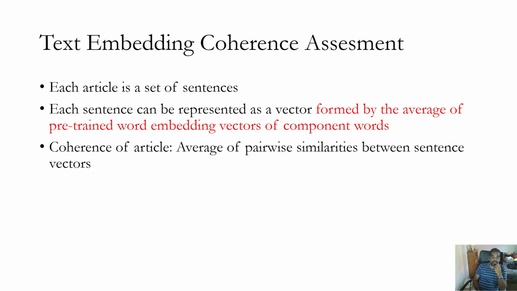So the text embedding coherence assessment involves a simple three-part framework. You consider each article as a set of sentences, and each sentence can be represented as a vector, which is formed by the average of the pre-trained word embedding vectors of component words. So you take each of these words, look up their pre-trained word embeddings. We use word2vec pre-trained embeddings, and then take the average to form a sentence-level vector. And the coherence of the article is simply the average of the pairwise similarities between sentence vectors.